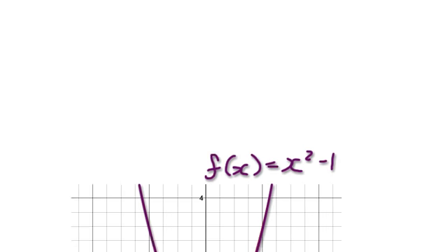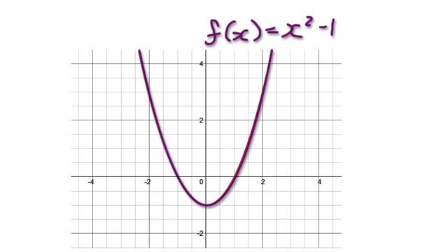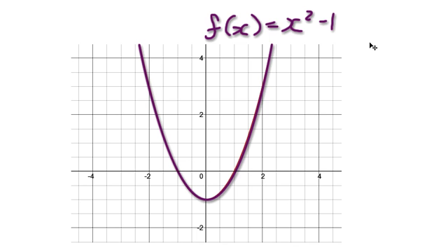Okay, let's give you guys some more practice. Currently we've got this function here, f of x equals x squared minus 1. Now I'm going to transform this function into a new function, and your job is to come up with the equation for that new function. You'll see what I mean later. Let me just transform it first.